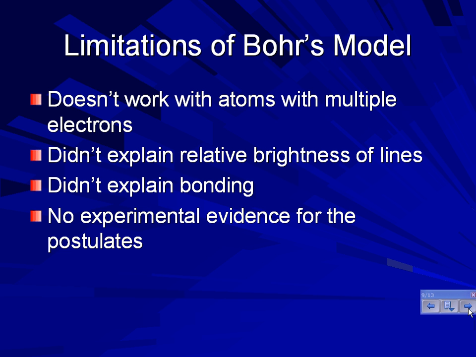It didn't tell us why some lines were brighter than others, okay? It doesn't explain why atoms like to make bonds. And there was absolutely no experimental evidence as to why his postulates were true, okay? So yes, it's not perfect, but it was better than anyone had come up with before that time, because it actually did explain spectral lines of hydrogen, and it made predictions, and those predictions were correct. So there was something correct about it, but no, it was not perfect.